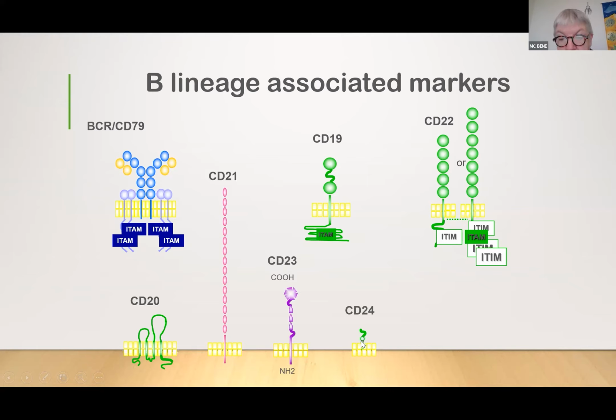Here we find again CD24 that we saw before, because it's also a very good B-cell marker. And CD38 is going to come later on activated B cells and also on plasma cells, again, a type 2 molecule with the NH2 in the cytoplasm.